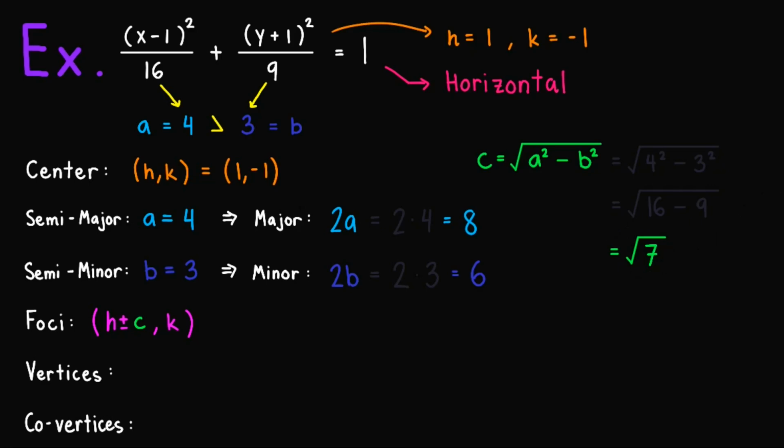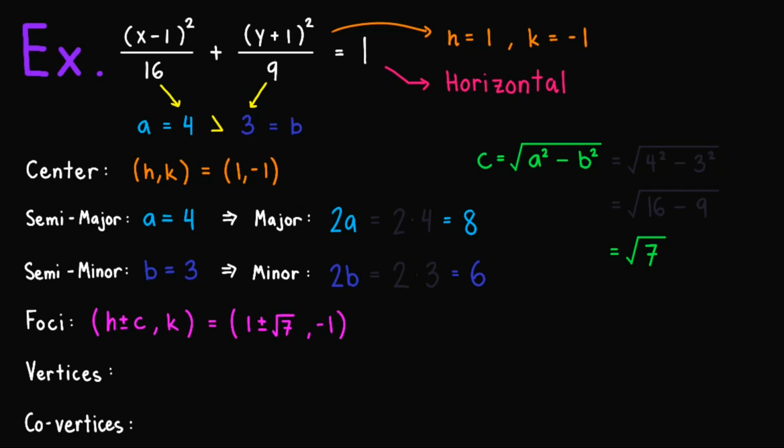7. So good. We just plug in h, k, and c out here to obtain the foci, which is 1 plus minus the square root of 7, comma, negative 1. This here represents the foci for this ellipse.